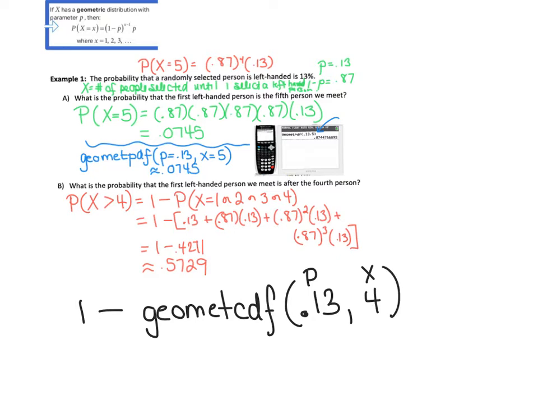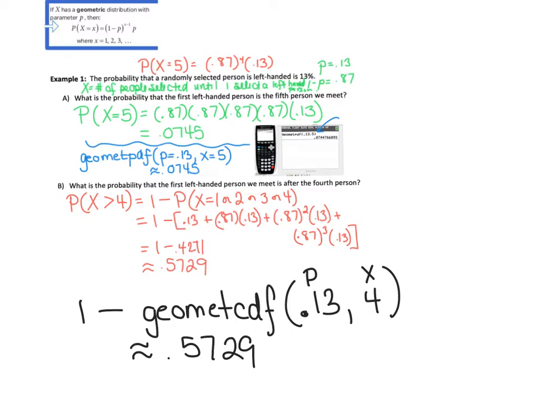Okay, because what would cumulative density function do? That's going to sum your probability for 4 and below. So you're doing 1, 2, 3, and 4. So take a second and put that in your calculator and you will see that you get 0.5729 as well.